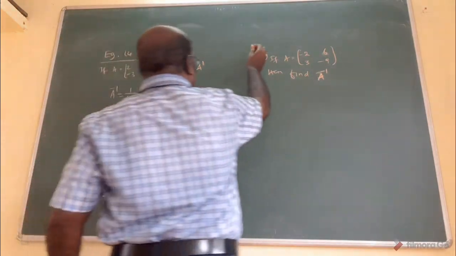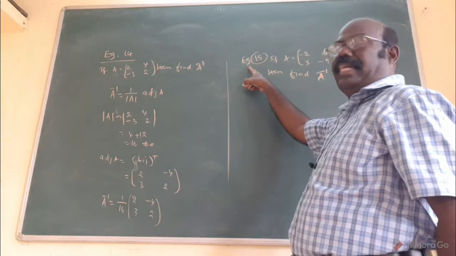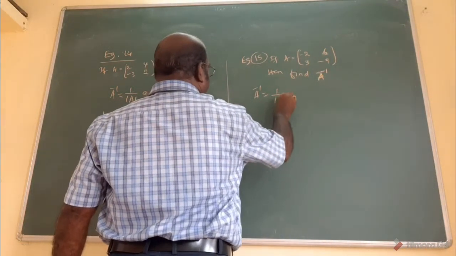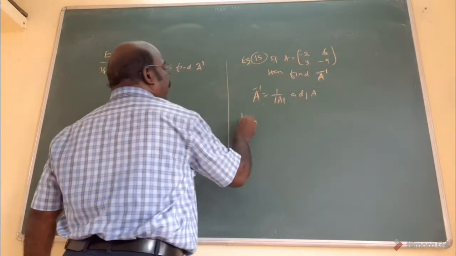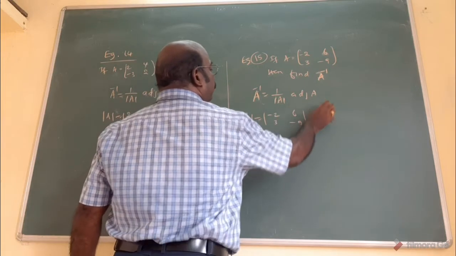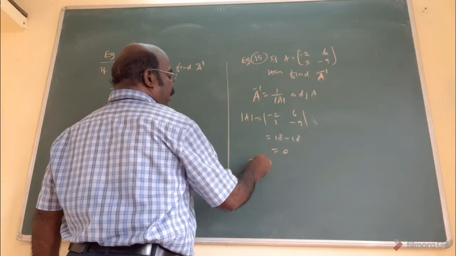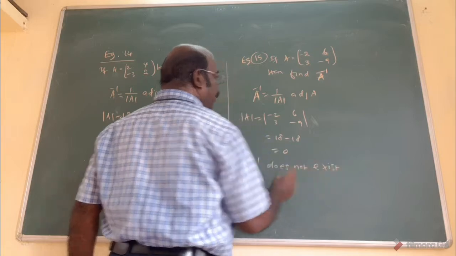Second question, the 15th question, it's the example problem. E.g. means example. Now, here you have to write the formula first. This is the formula. I am finding determinant of A. Multiply: 18 minus 18 is 0. That means what? A inverse does not exist. This is the answer. That's all.